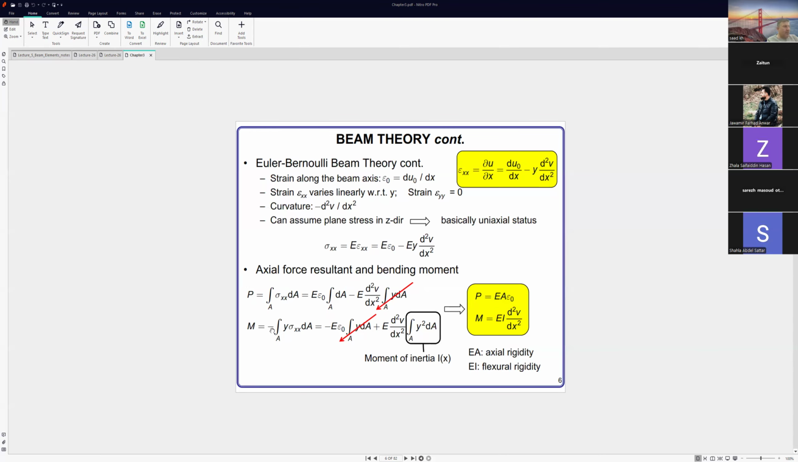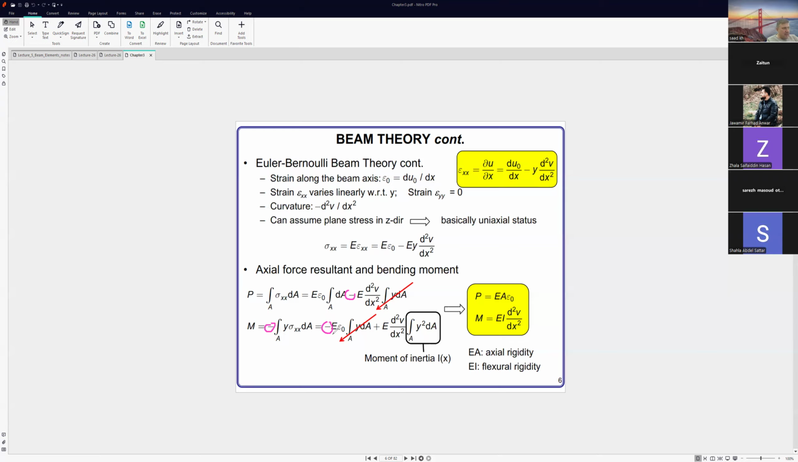This is P. And M is equal to the integral of sigma xx times minus y dA. Here it is the same procedure: minus E epsilon naught times the integral of y dA, which is equal to 0. Minus times minus will be plus, where the minus comes from the equation.